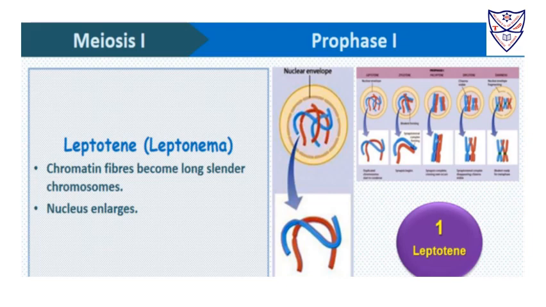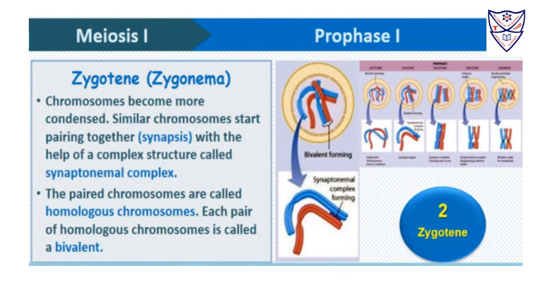Then we have the second stage, which is zygotene. Here the chromosomes become more condensed and similar chromosomes start to pair together in synapsis. They pair with the help of a complex structure called the synaptonemal complex. The paired chromosomes are now called homologous chromosomes. Each pair of homologous chromosomes is called a bivalent.